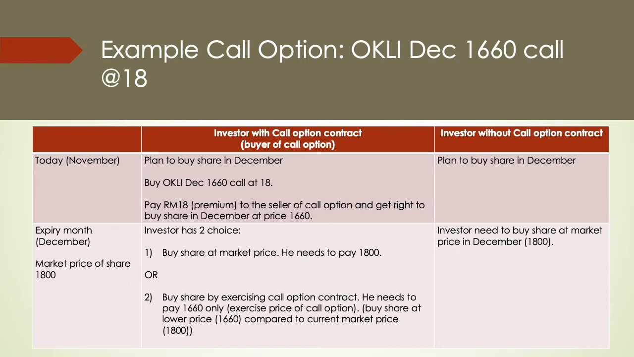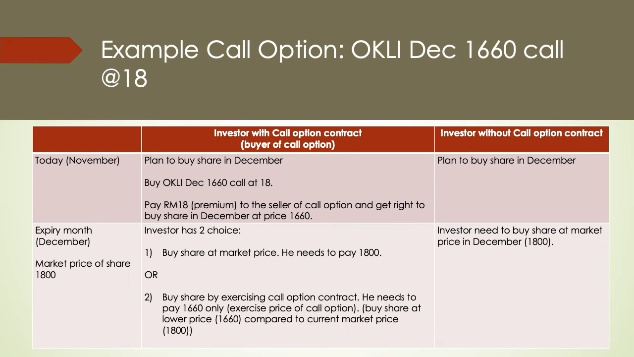So that means if you have call option contract, at the maturity date of the call option contract, you can buy share at the market price, or you can buy shares by using your call option, which in this example, you can buy at price 1660. If you don't have any call option, that means you are investor without call option contract. When it comes to December, you plan to buy shares, you don't have any alternative, you need to buy share at the market price in December, which is 1,800.